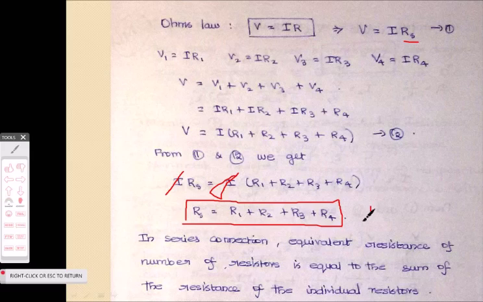In capacitance, this will vary. 1 by Cs is equal to 1 by C1 plus 1 by C2. You have to compare these two and study.